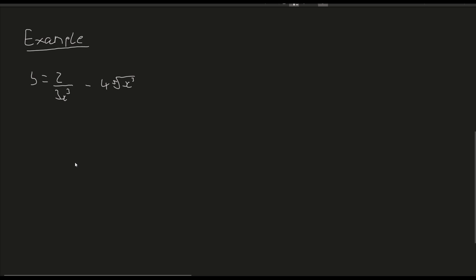And this slightly more complicated example, we have 2 over 3x cubed minus 4 times the fifth root of x cubed, and I want to differentiate this. So again, what we have to do is make sure that every single x term that we're dealing with is strictly expressed as just x to the power of something. So we're going to take this, and here we have x on the bottom. We do not want x on the bottom, we want it on the top.